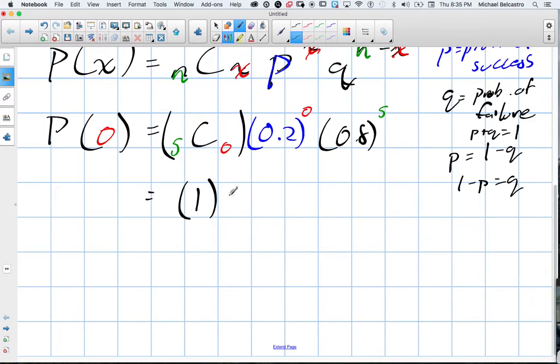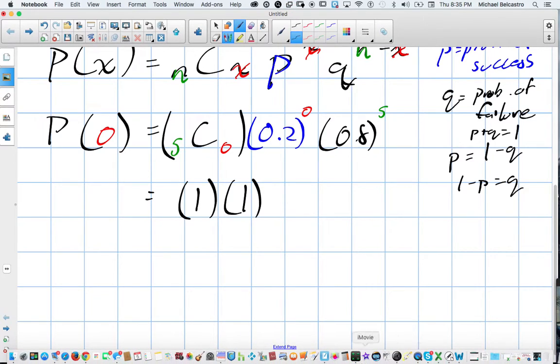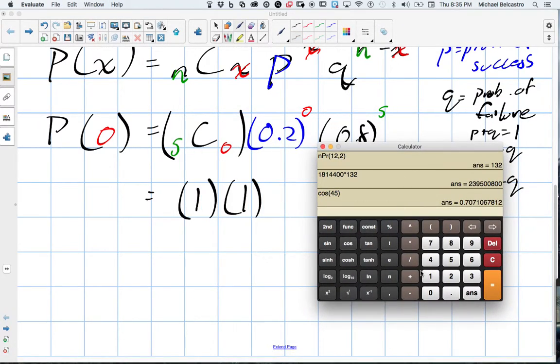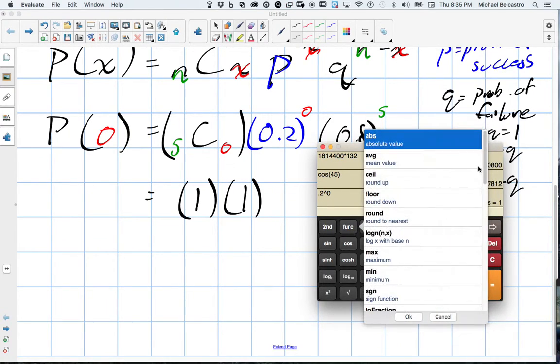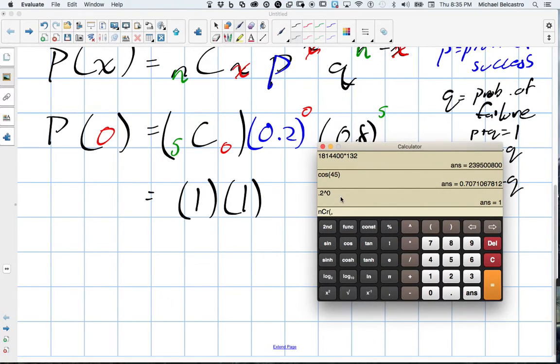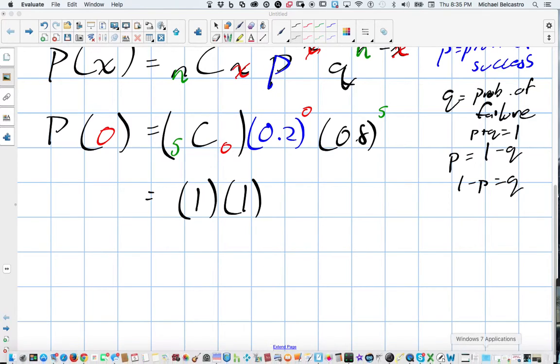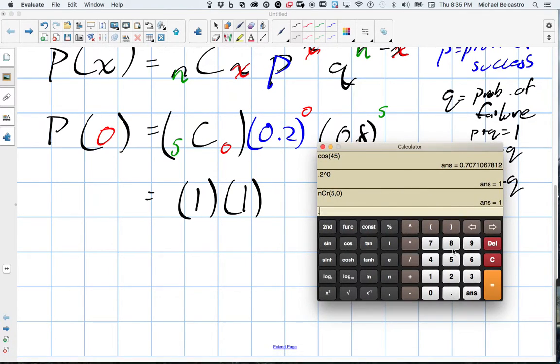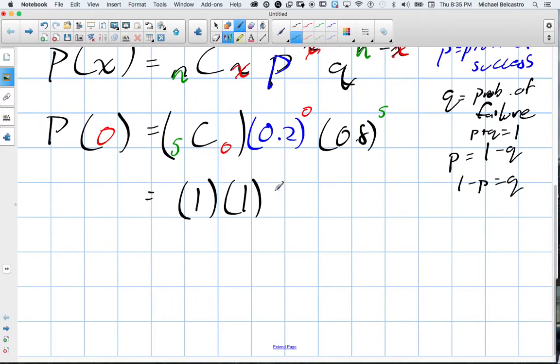0.2 to the power of 0, that's also going to equal 1. Do I have that calculator here? Yeah, I do. So 0.2 to the power of 0 equals 1. Our combination, I should show it to you, I don't want you to just assume. The combination was 5 and 0. There it is. That's also 1. Okay, great. And then 0.8 to the power of 5 gives us 0.32768. Oh, I think I memorized that.